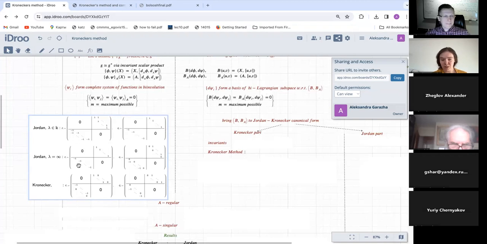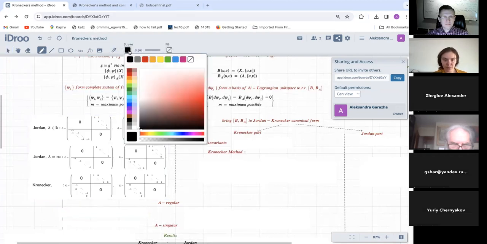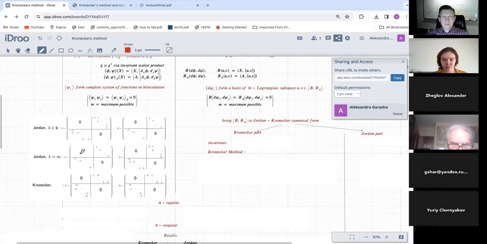And that's all. What I tried to say is that if we found a basis in which our two skew-symmetric bilinear forms have this form, then we can take half of this basis. So if we take these elements of basis that correspond to the second half of Kronecker blocks and to the second half of Jordan blocks, then they will form a bi-Lagrangian subspace.